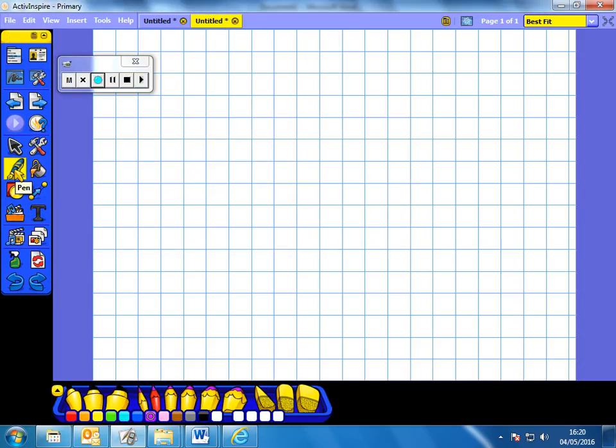Today we're going to learn how to work out a calculation which is a 2-digit number multiplied by a 1-digit number. First of all, you need to think about your place value, making sure you've got hundreds, tens and units. The calculation we're going to find the answer to is 97 times 3.